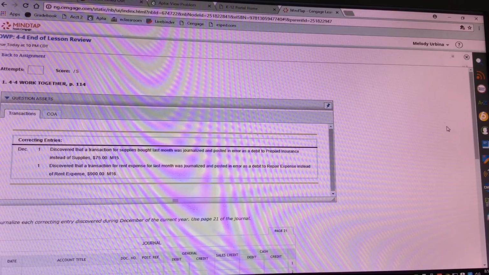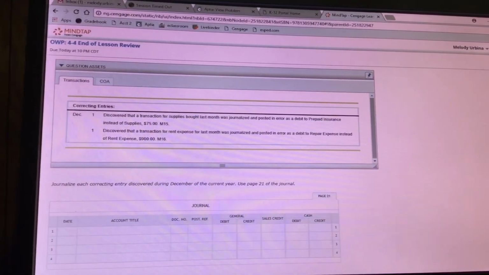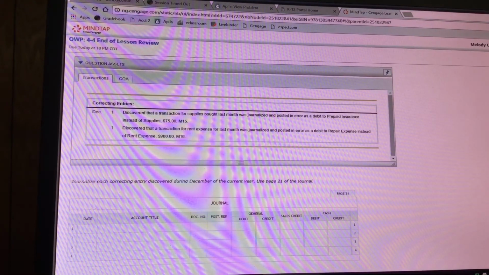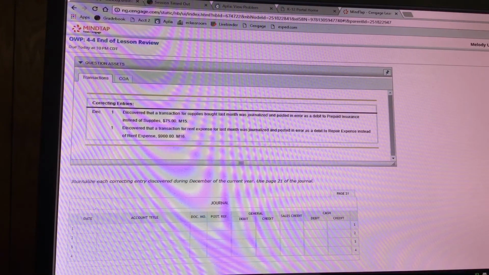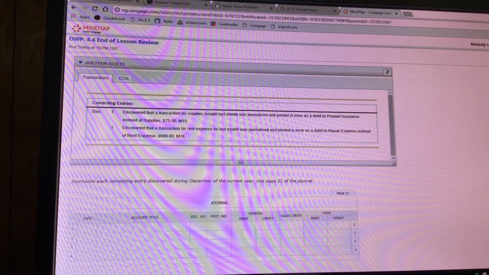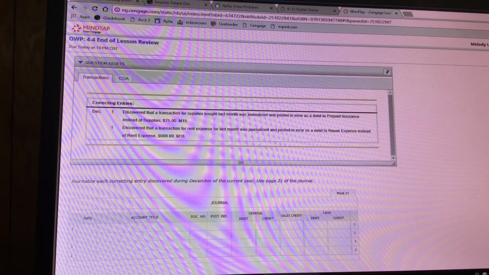So what we're going to do is journalize 2 corrections, and then we're going to make some adjustments to a ledger. So the first part, let me zoom in so that this is a little easier for you guys to see. It's discovered that a transaction for supplies bought last month was journalized and posted in error as a debit to prepaid insurance instead of supplies. So we need to make the correct adjustment.